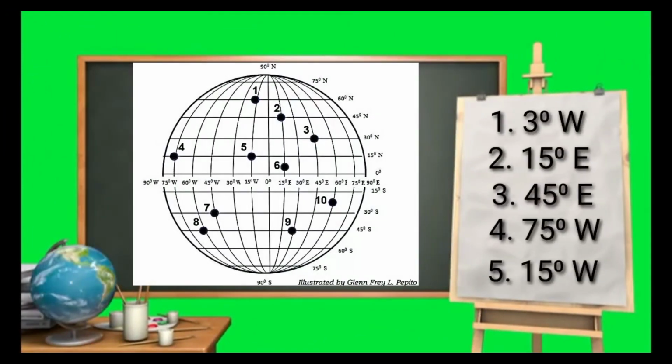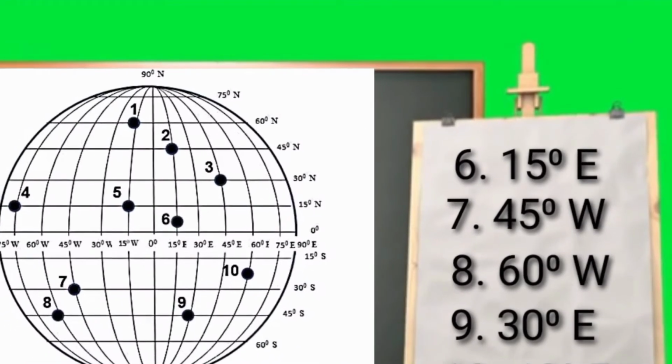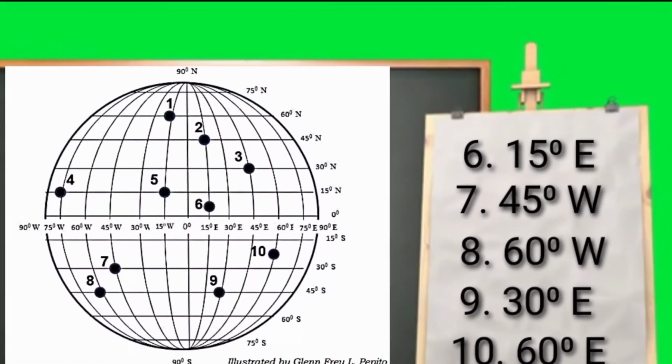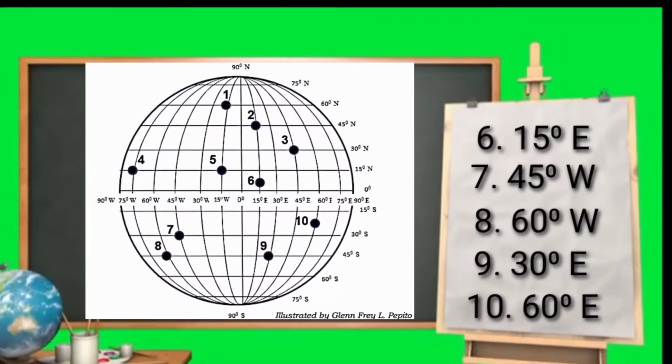The answers are: 1, 30 degrees west; 2, 15 degrees east; 3, 45 degrees east; 4, 75 degrees west; 5, 15 degrees west; 6, 15 degrees east; 7, 45 degrees west; 8, 60 degrees west; 9, 30 degrees east; and number 10, 60 degrees east.